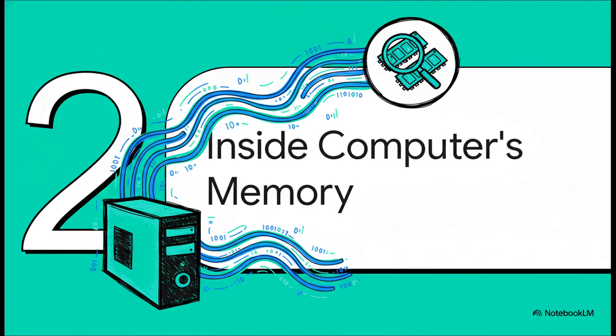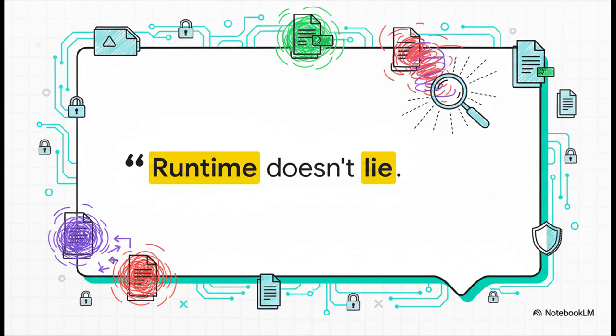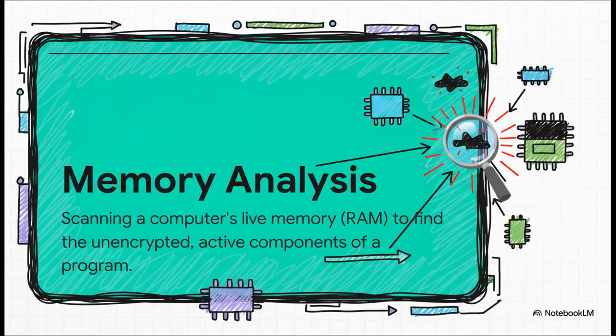Okay, so if the file is just a disguise, where do we find the truth? Well, the answer isn't on your hard drive. It's inside your computer's active memory. And that brings us to a core principle in modern cybersecurity, a saying you'll hear a lot: runtime doesn't lie. See, no matter how well a program is disguised as a file, to actually run and do its damage, it has to reveal its true code and its true intentions in memory. It has no choice. This is the whole idea behind memory analysis. Instead of just looking at the file, investigators scan the computer's live memory, its RAM. This technique completely sidesteps all those clever file-based disguises because it catches the malware red-handed right after it has unpacked and unencrypted itself to get down to business.